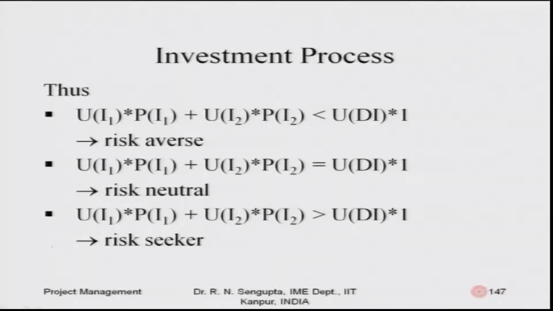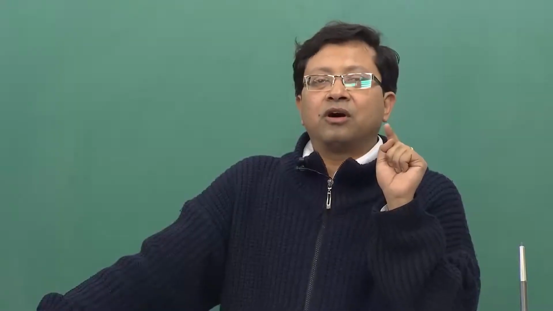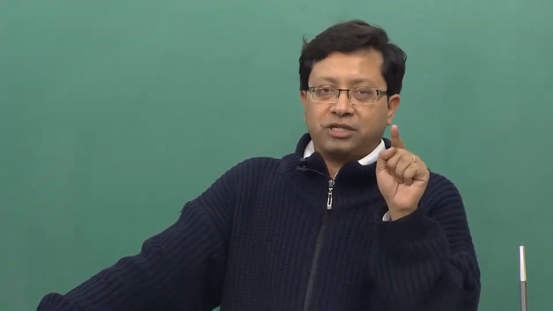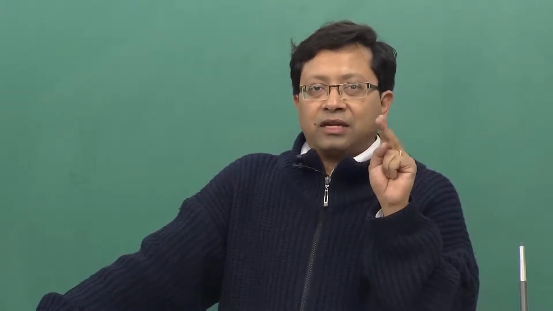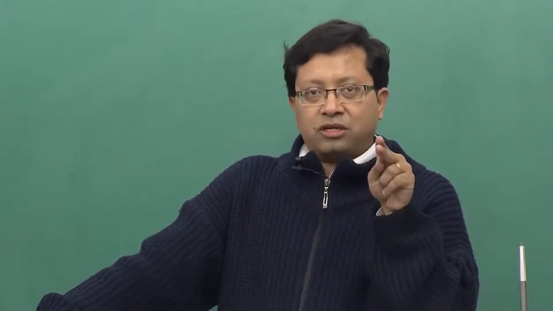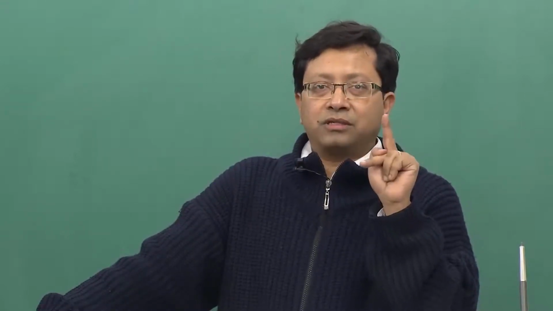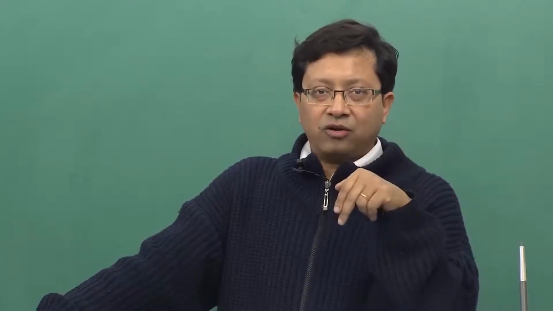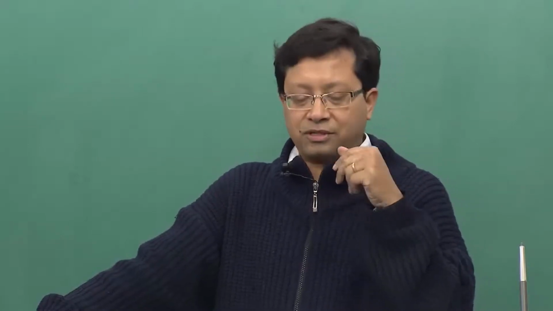If you see this slide, this is the investment process, and we did mention, again I am repeating it, the two characteristics. One was the concept of non-satiation, that means the more I give, the more the person wants, which means the first derivative of the utility function is positive. And the next point was the risk aversion properties: either I love, I hate, or I am indifferent to the concept of risk.